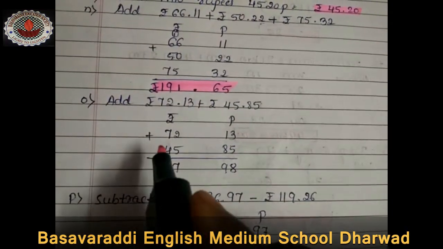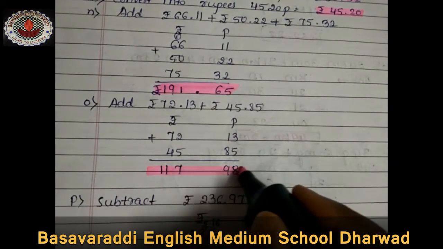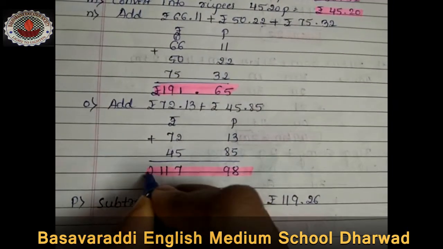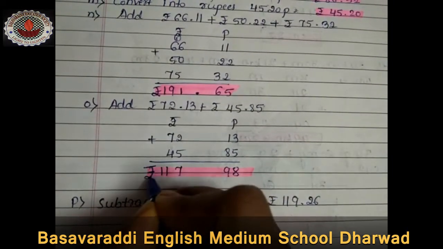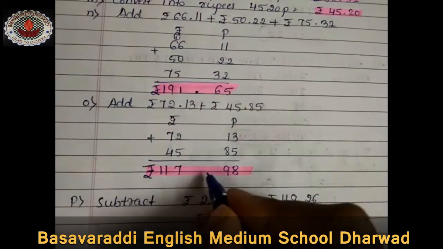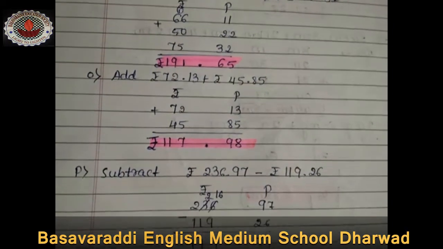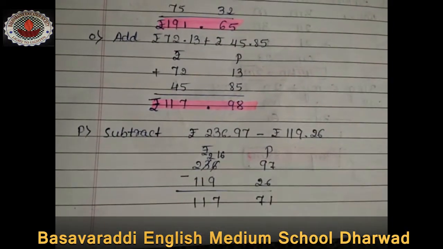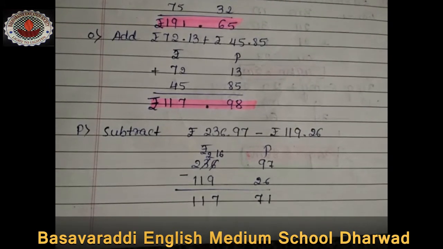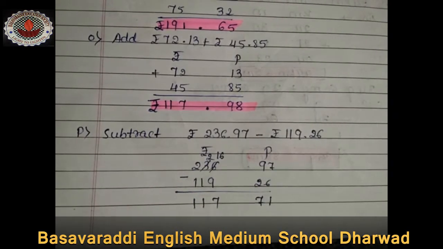Then after addition we get the answer, that is 117 rupees 98 paise. So write that one. Just insert the symbol of the rupees, that is 117 rupees 0.98 paise. Next, the P question. Subtract rupees 236.97 paise minus rupees 119.26 paise.